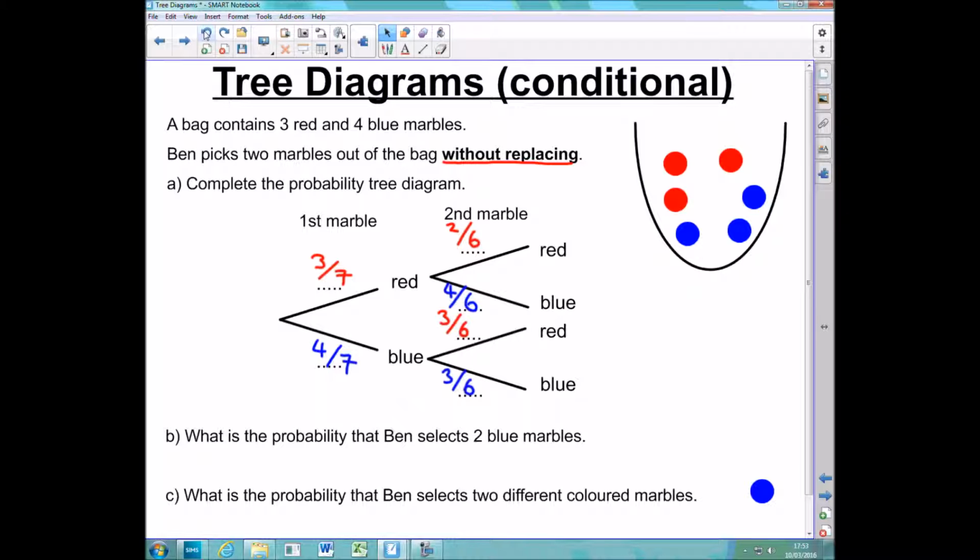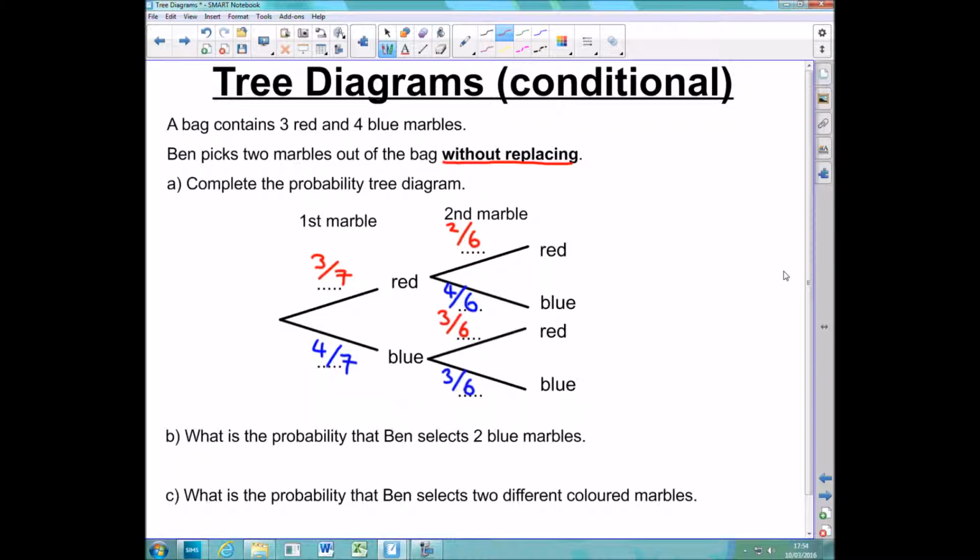So in summary, this without replacing means that you've got to be really careful when writing your second sets of probabilities. You need to think about what's happened, what's happening to the different amounts, and make sure that you're writing these probabilities very, very carefully. Okay, so now we're going to complete the question exactly the same as we did in the last section.